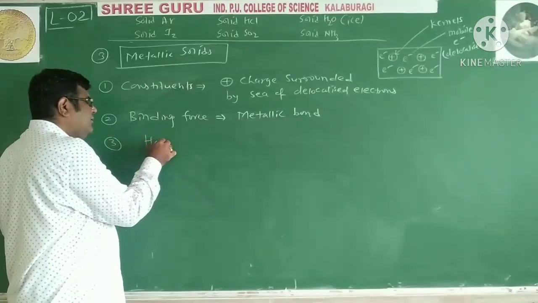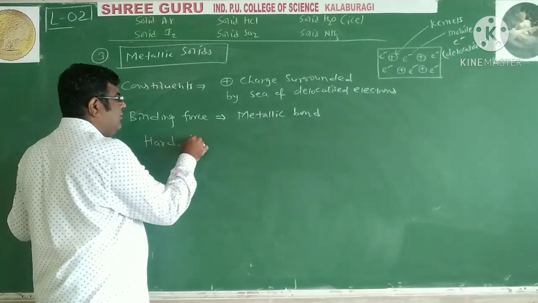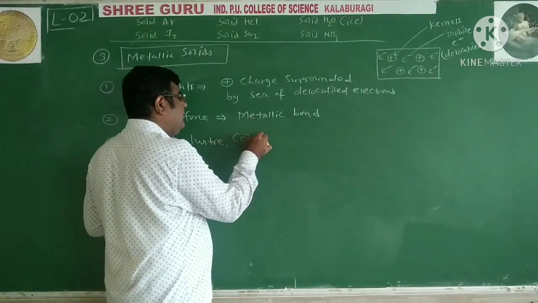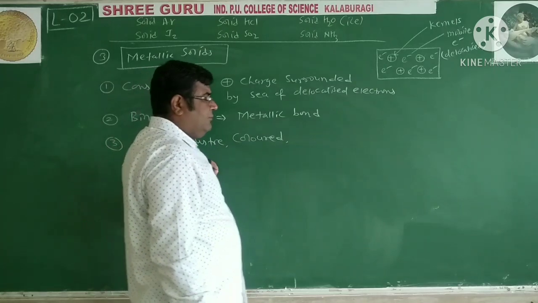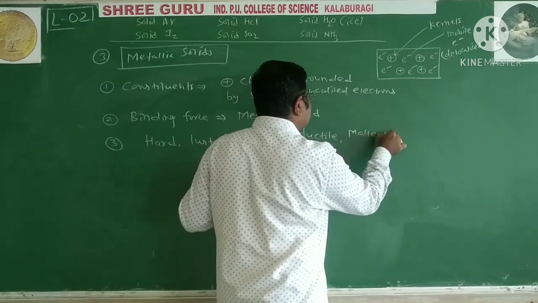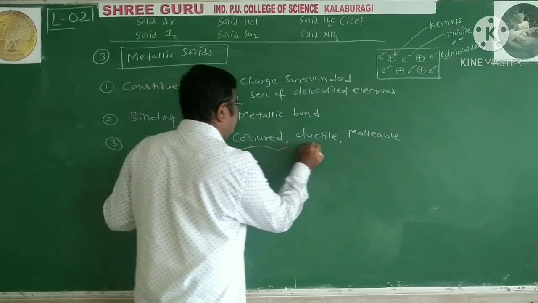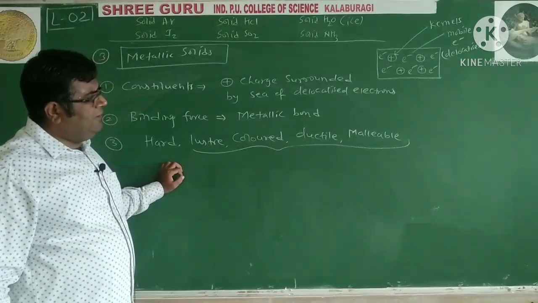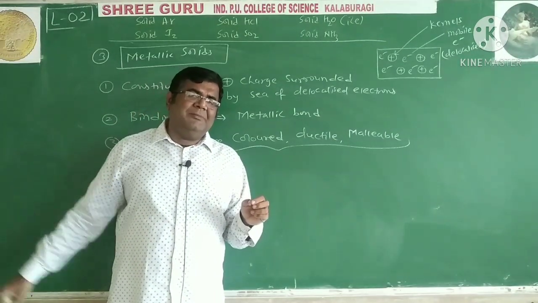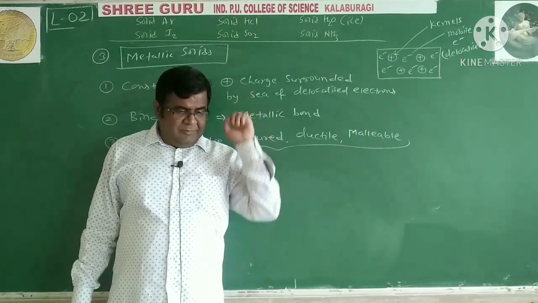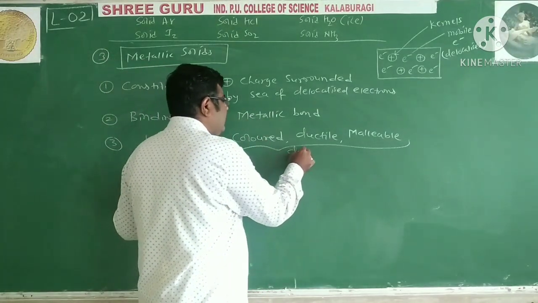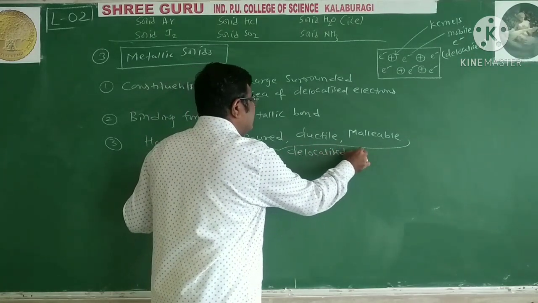They are hard, they have luster, they are colored, they are ductile, and they are malleable. All these: luster, color, ductility and malleability. Ductility means we can draw thin wire out of them. Malleability means we can hammer them and convert them into thin sheets. This is due to the delocalized electron.